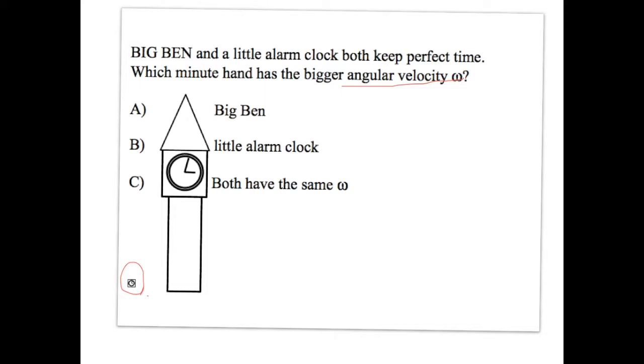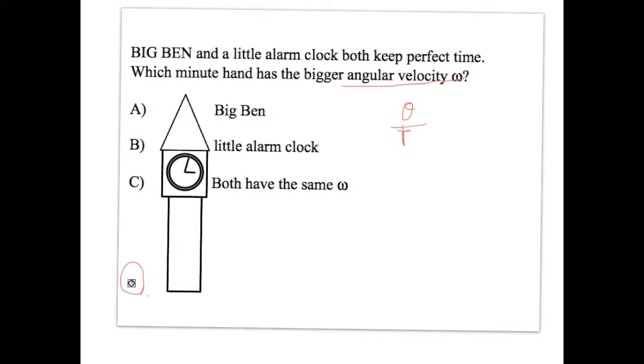A lot of people think that Big Ben is going to have a higher angular velocity or angular speed. This should say speed. That's not true. The angular speed depends on how fast of an angle you're going through, right? Angular speed is theta over time. Sorry, not r. Theta over time.